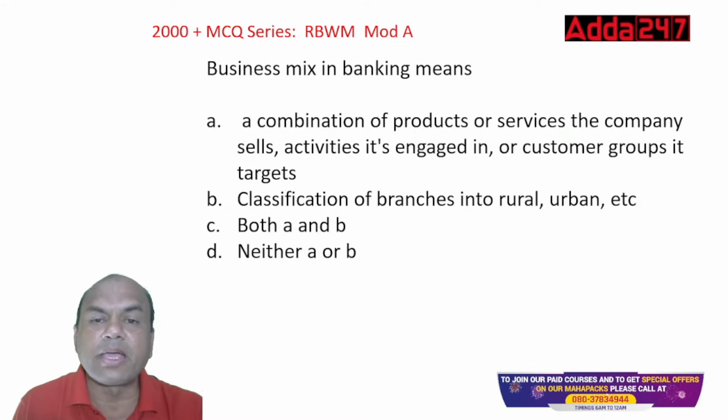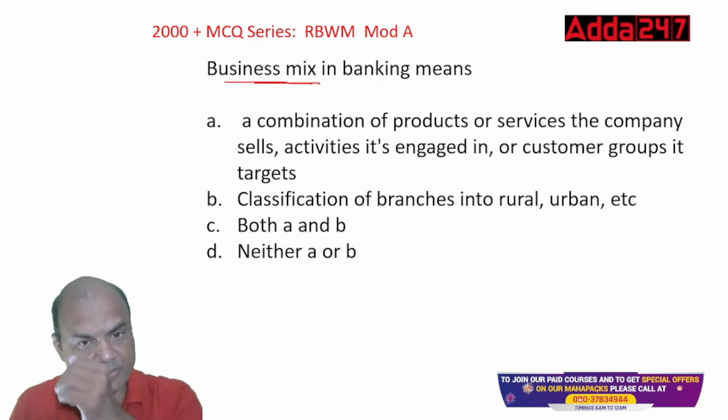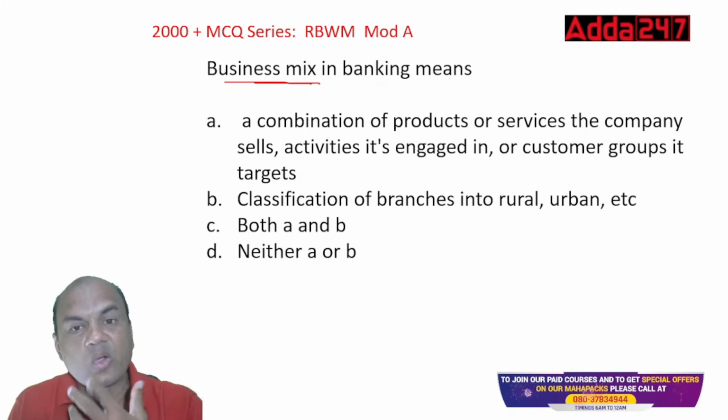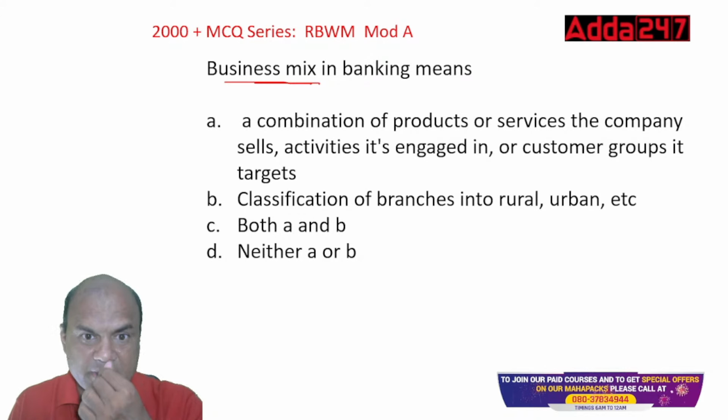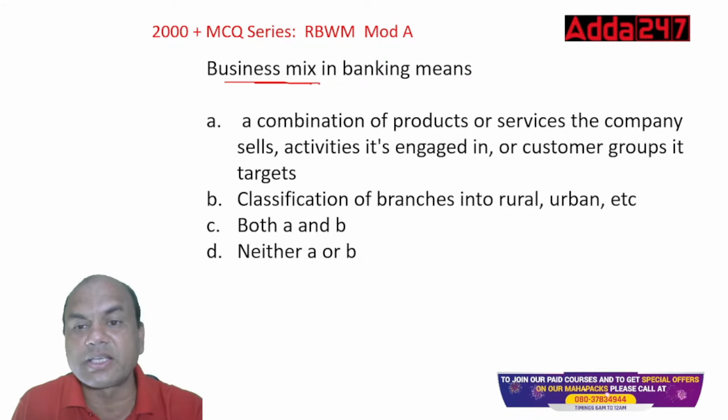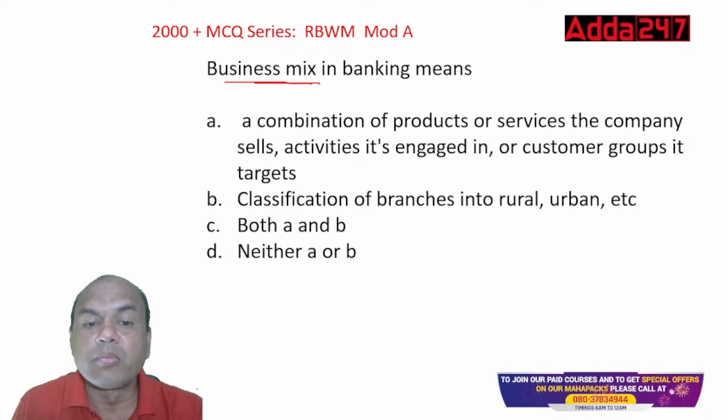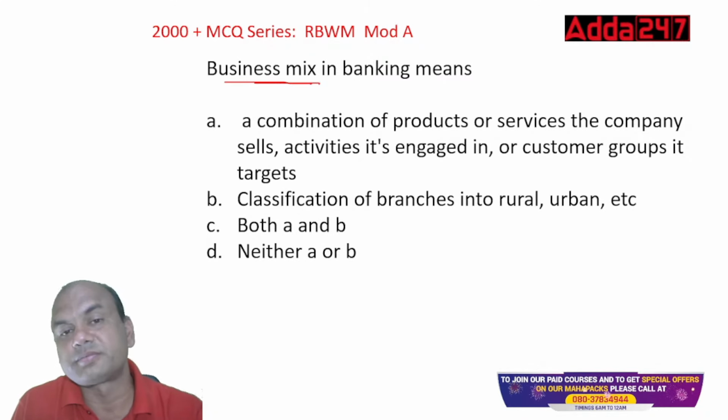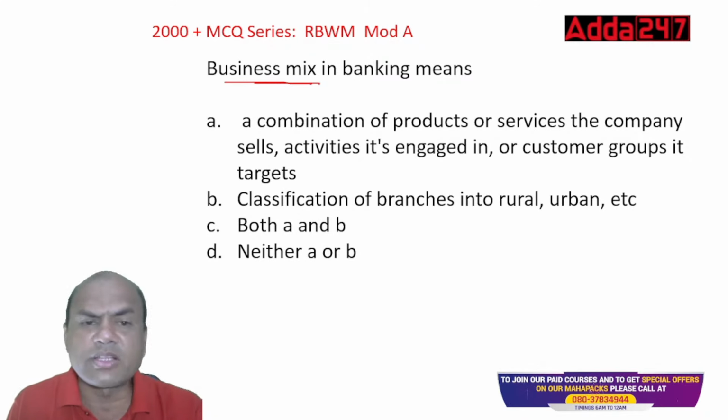Business mix in the banking. What do you mean by this word business mix? Combination of products or services the company sells, activities it's engaged in, or customer groups it targets. Or classification of branches into rural, urban, etc. Both A and B, or neither A nor B. What is the answer?